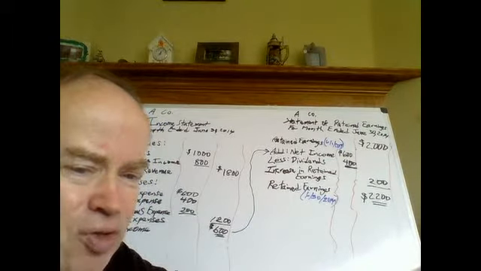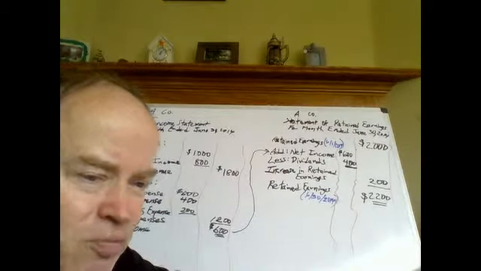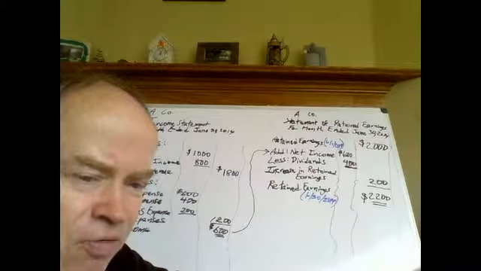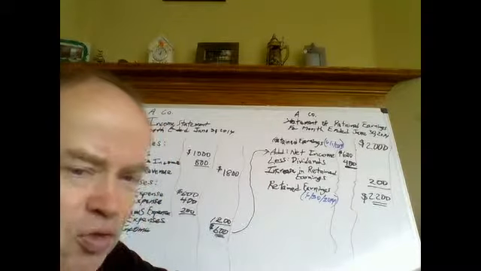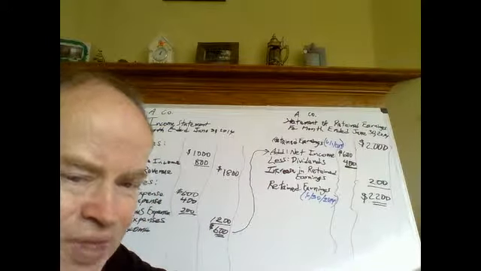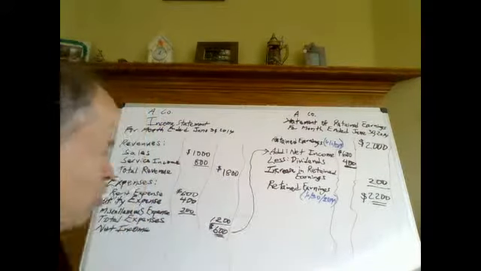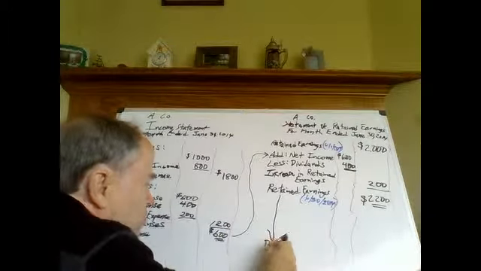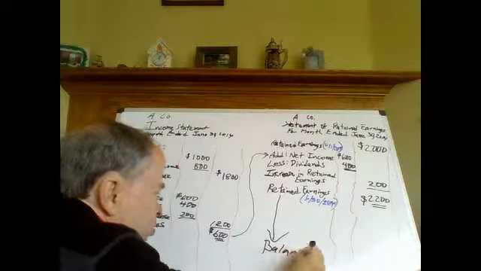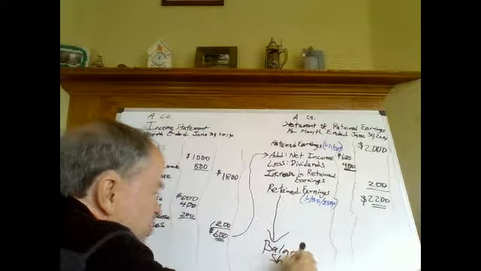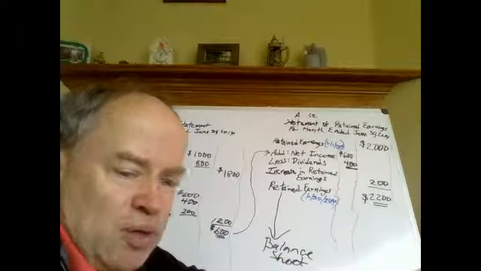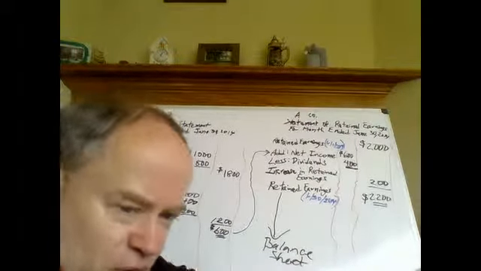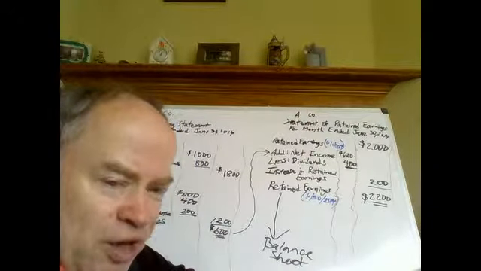So I hope this helps you understand why the income statement is produced first, because then the amount of net income or loss goes over to the statement of retained earnings. The ending retained earnings will also go someplace. It will go to the balance sheet. So the statement of retained earnings has to be produced second, and the balance sheet, which will be on another video, will be done third.